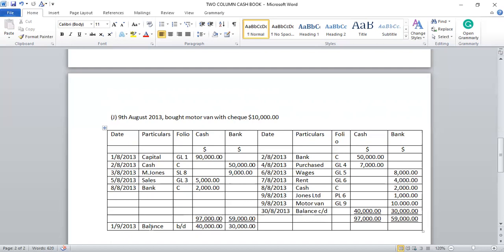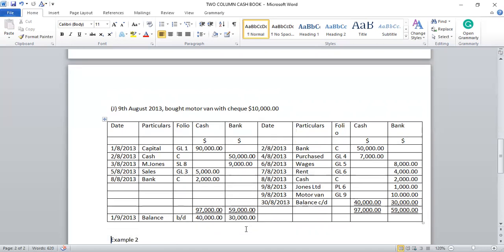We transfer it to the next month, which is September 1st, 2013, that's the date, the particulars, balance brought down. The amount is $40,000 for the cash and the bank, $30,000. Okay, let us look at another example.